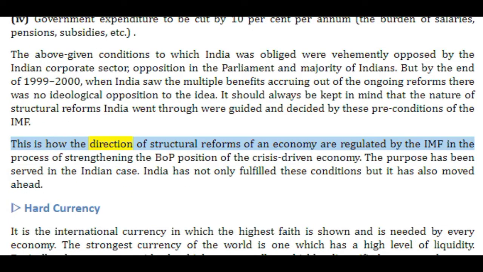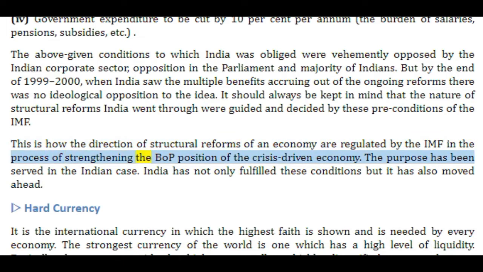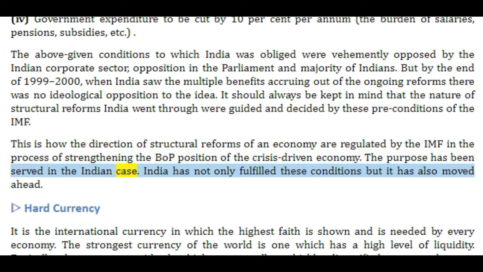This is how the direction of structural reforms of an economy is regulated by the IMF in the process of strengthening the BOP position of a crisis-driven economy. The purpose has been served in the Indian case. India has not only fulfilled these conditions, but it has also moved ahead.